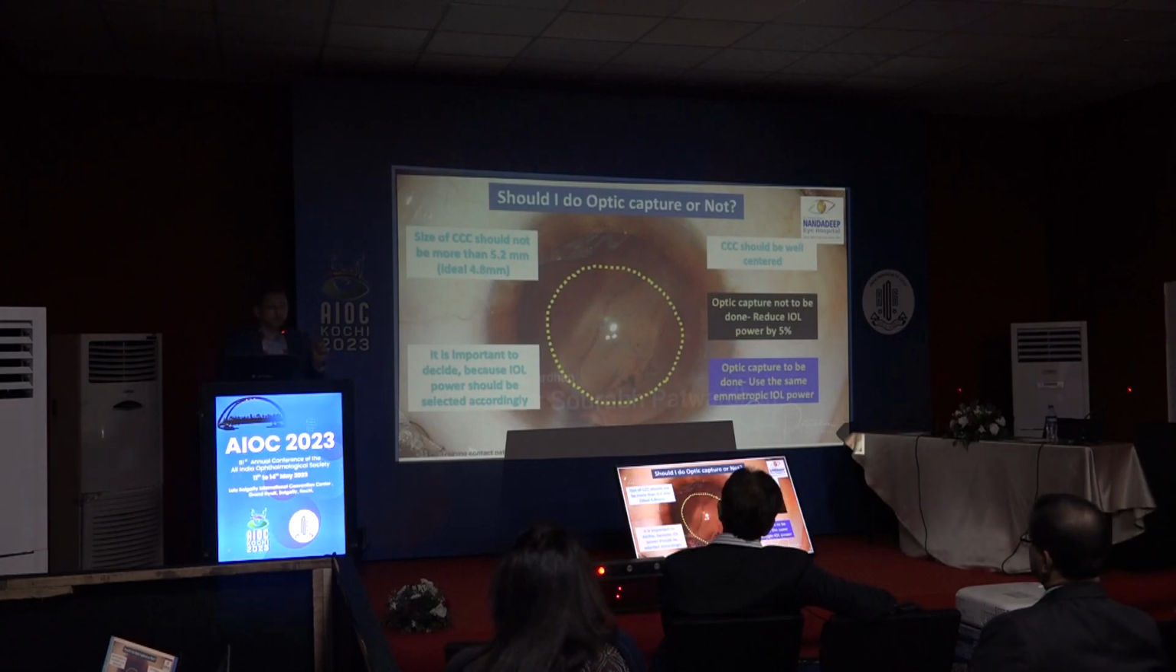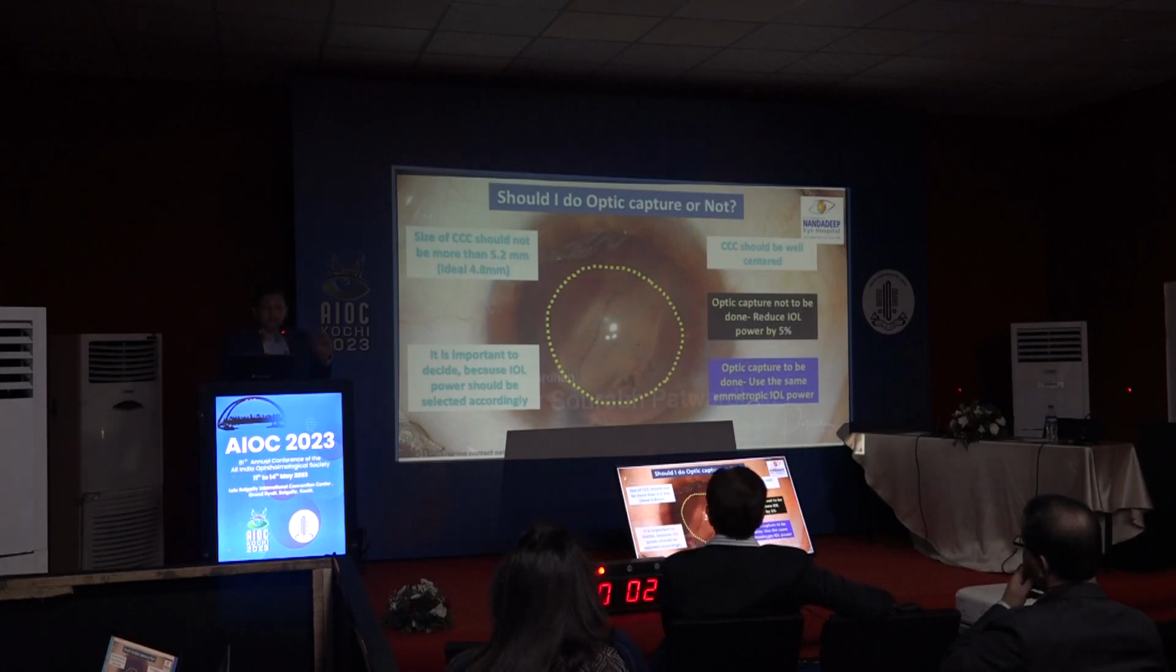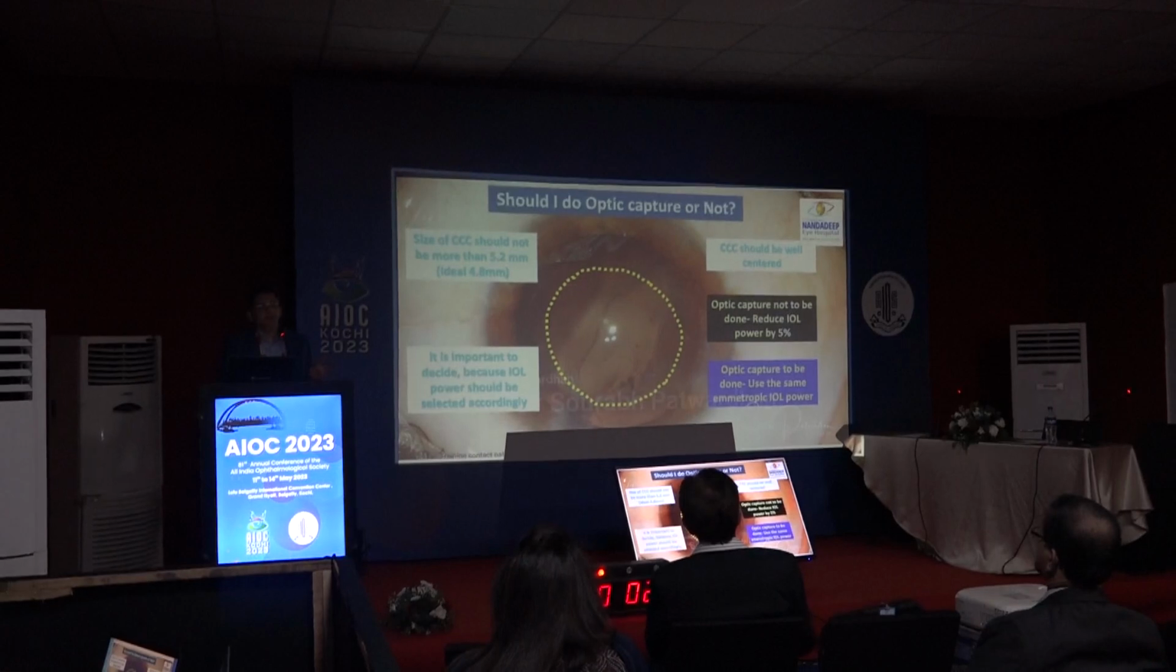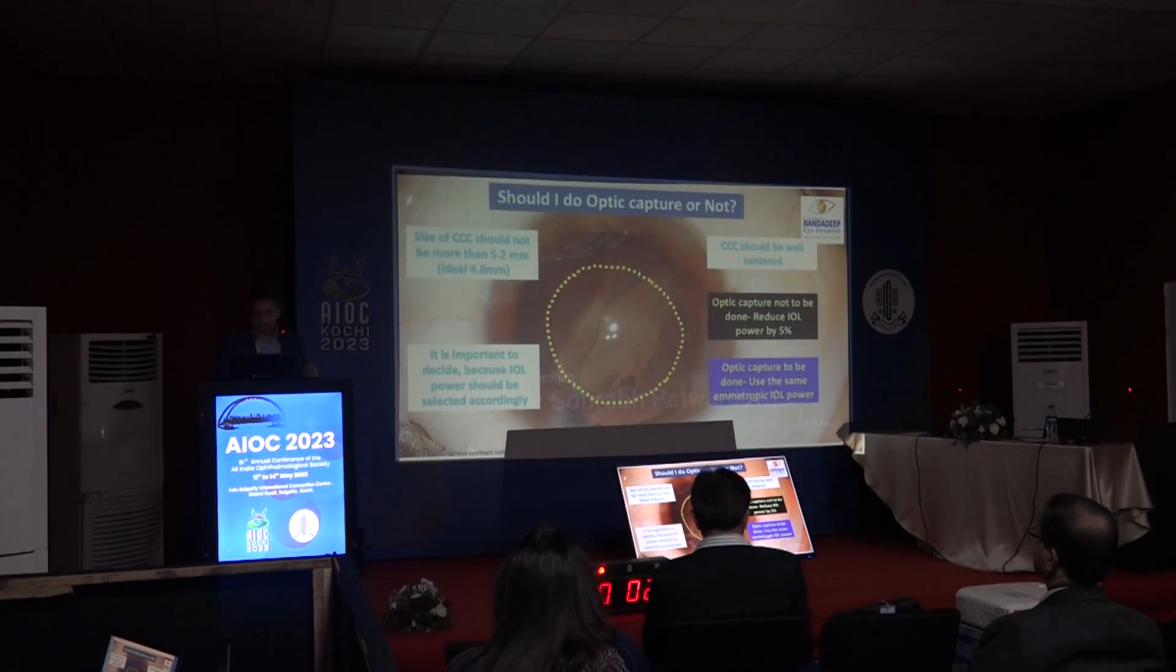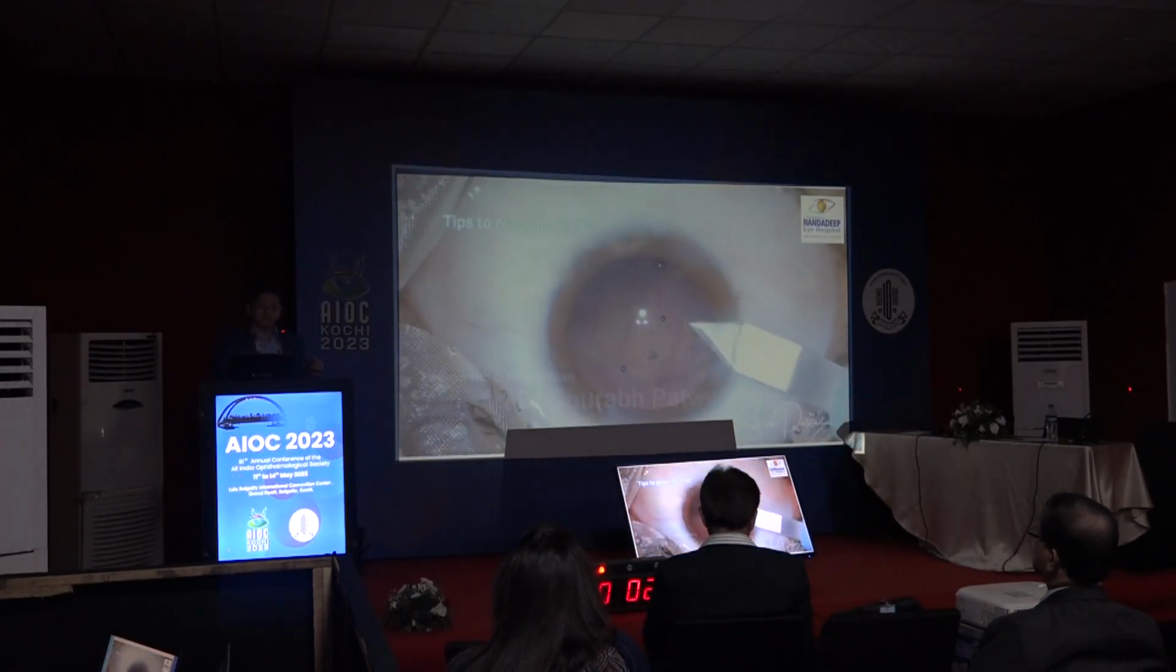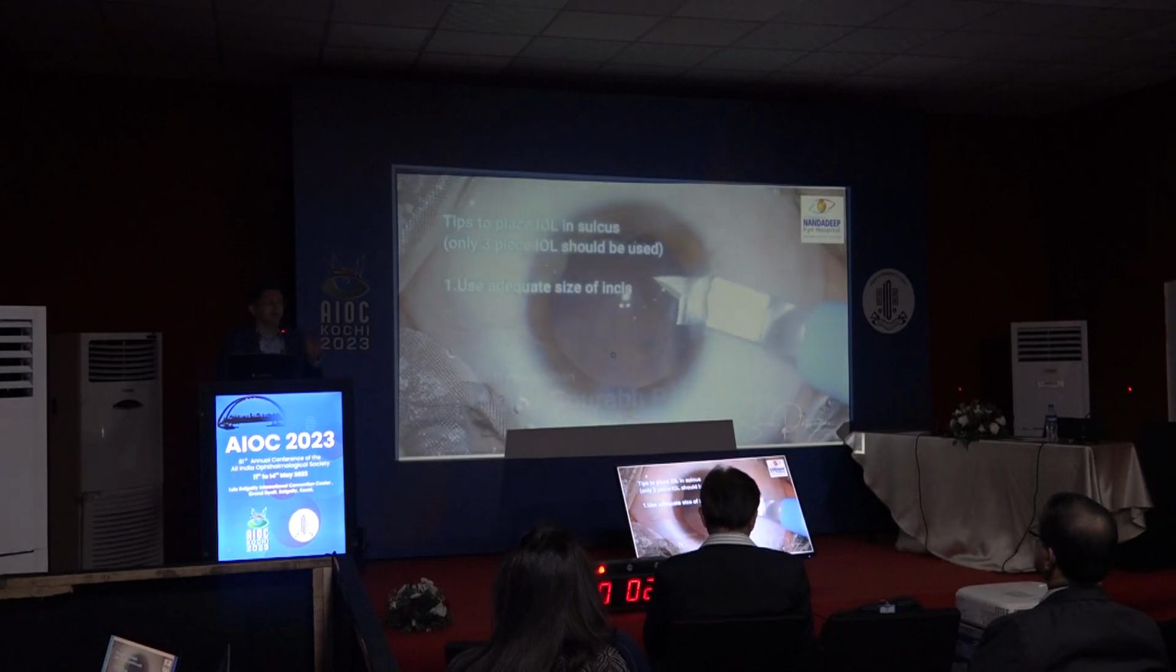Now for doing a good optic capture, the size of the CCC should not be more than 5.2, ideally 4.8, and it should be central. If it is too decentered, decide beforehand that you are not going to do any optic capture. Okay, so again, if optic capture is to be done, use the same emmetropic IOL power, it will give you the best result. Okay, now this is a technique to show the optic capture being done.